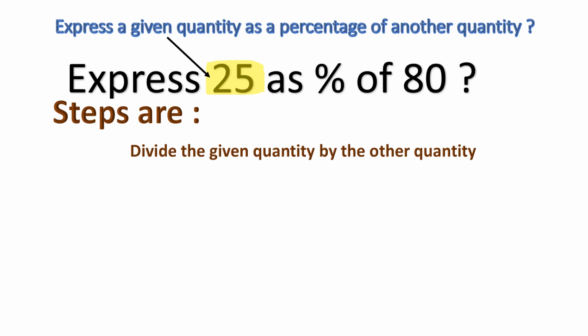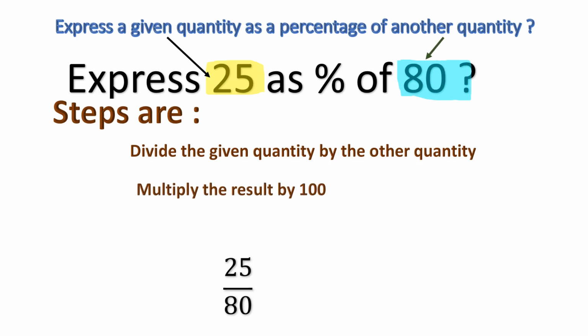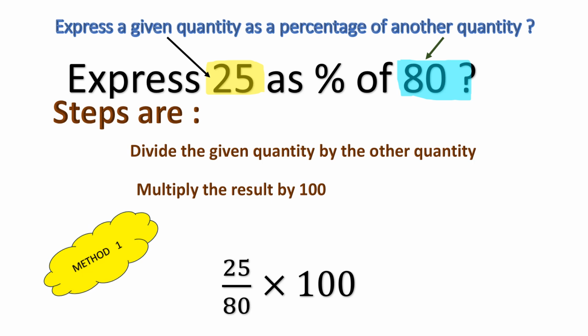So what is the given quantity? 25 is your given quantity. Another quantity is 80. So we'll divide 25 by 80. Step number two, multiply the result by 100. So we need to multiply this by 100. Now we will follow method 1.